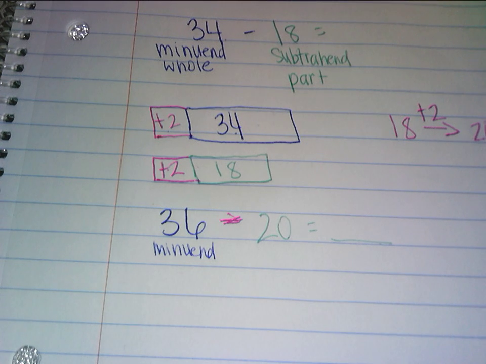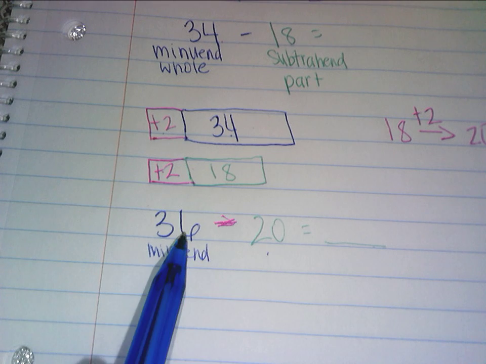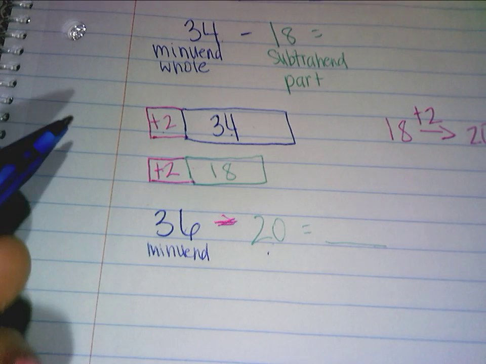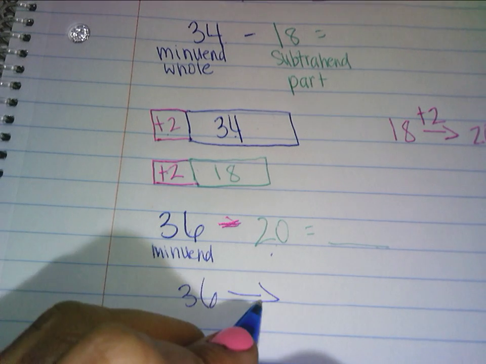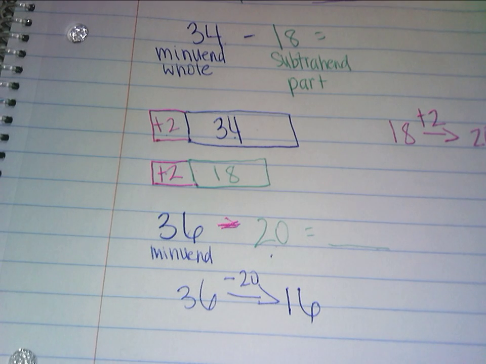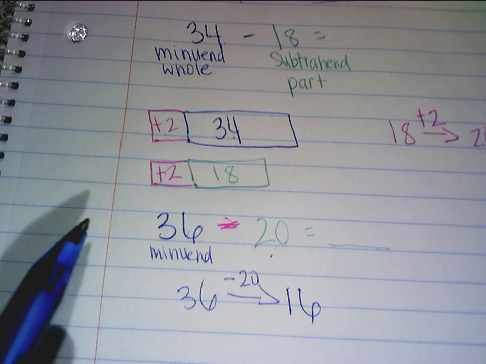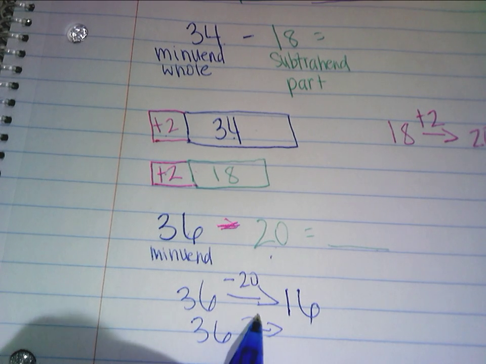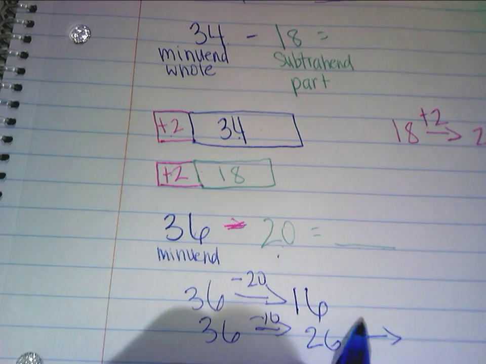Okay, so now you can apply that knowledge, and you can either do it mentally, 36 minus 20, 36 minus 2 groups of 10, which would be 16, or you can break it down like we have been if you need to. 36 minus 10, which is 26, and use that arrow way.